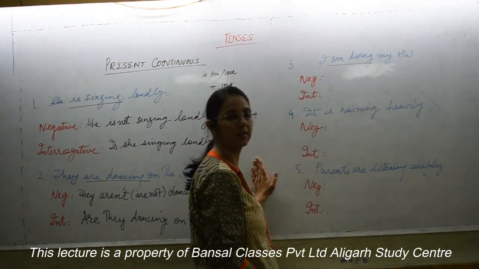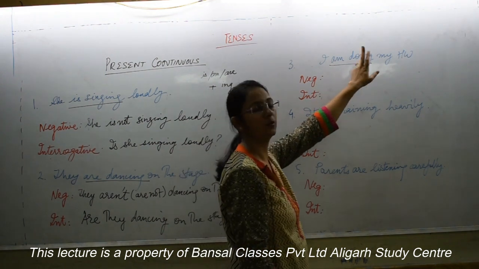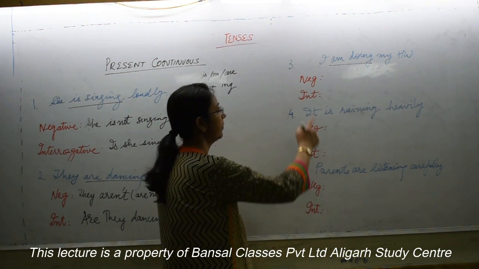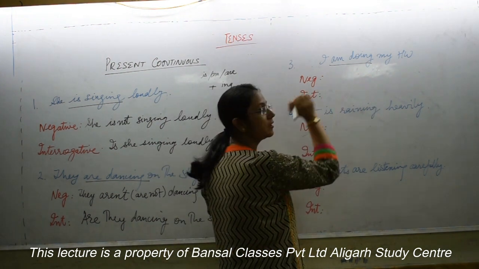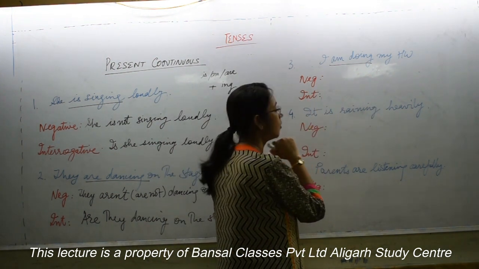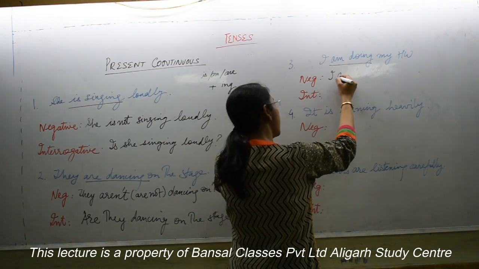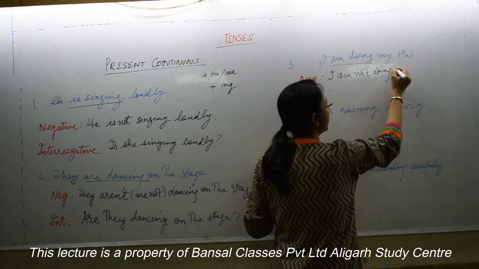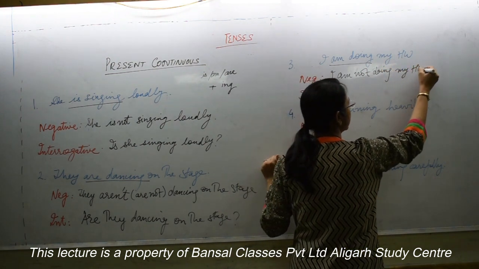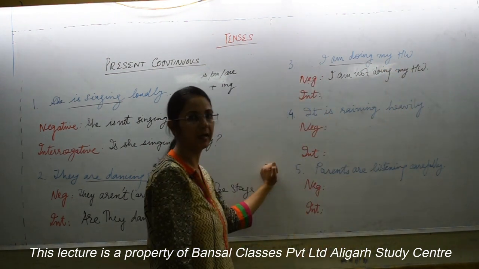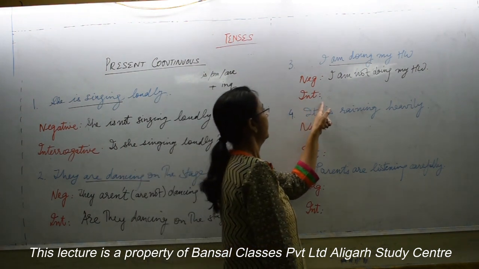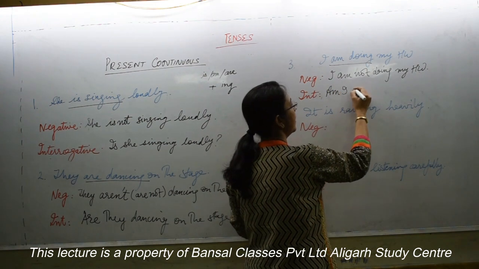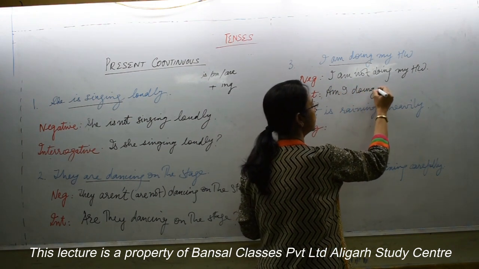So I comes with am, do is the verb, and plus ing becomes our present continuous form. I am doing my homework. So what will be the negative? I am not doing my homework. Interrogative would be, we will start with am. Am I doing my homework?